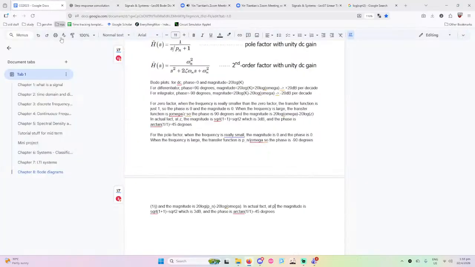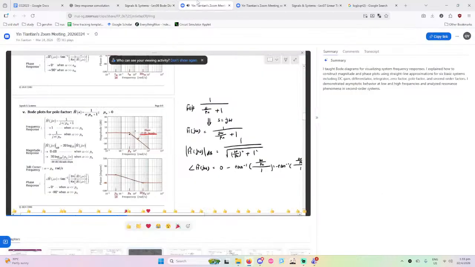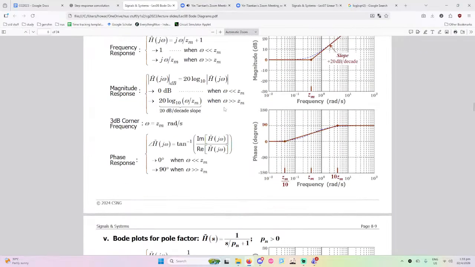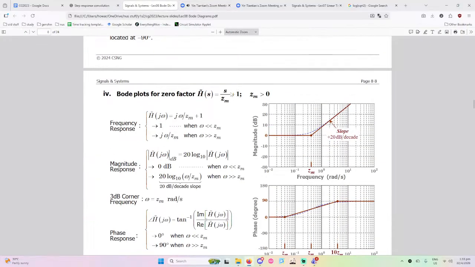So now I have a question for you. What is the actual magnitude response here at omega equal to Pn? What is the value here? Minus 3 dB, right? This is because we have the magnitude equal to 20 times log 10 of 1 divided by square root of (Pn over Pn) squared plus 1 squared, which is minus 3 dB. Therefore, the actual magnitude response at omega equal to Pn is equal to minus 3 dB.